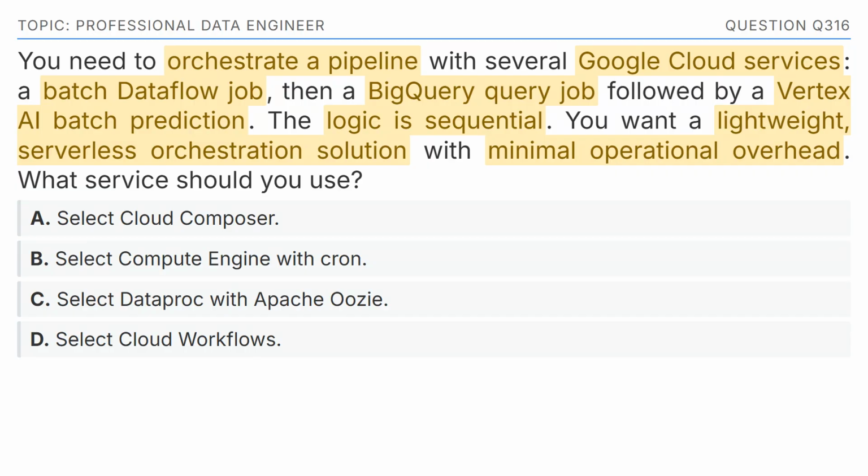To arrive at the correct answer, we focus on the keywords: orchestrate a pipeline, Google Cloud services, batch Dataflow job, BigQuery query job, Vertex AI batch prediction. Logic is sequential, lightweight, serverless orchestration solution, minimal operational overhead. The correct answer is option D, select Cloud Workflows.